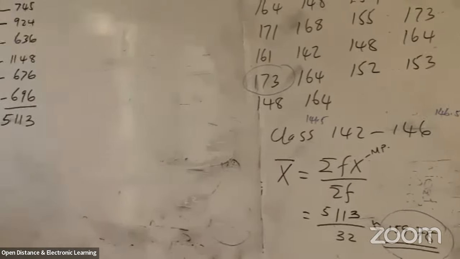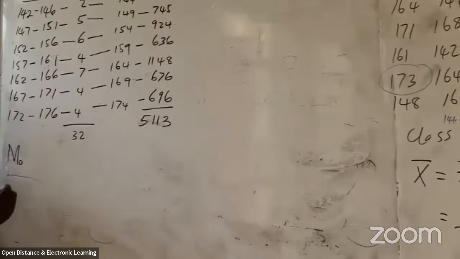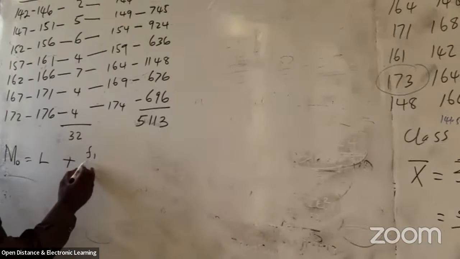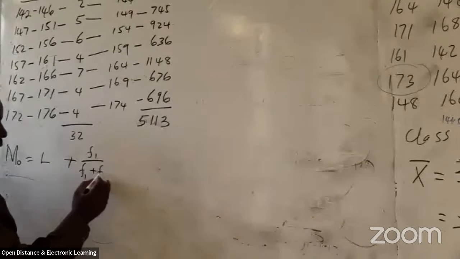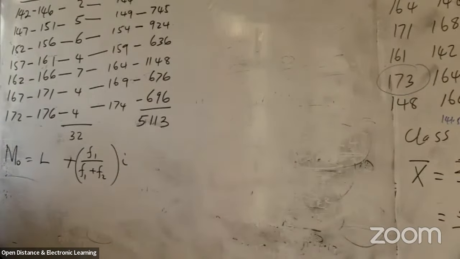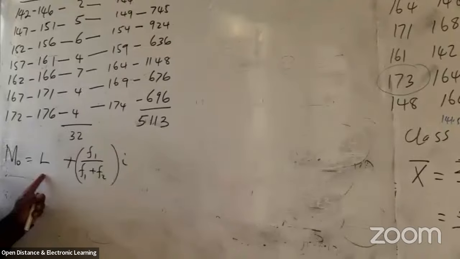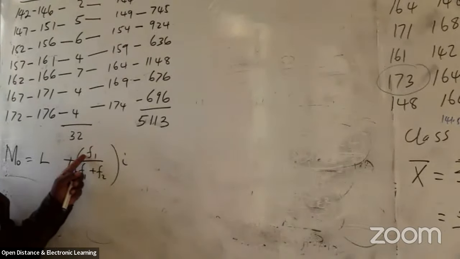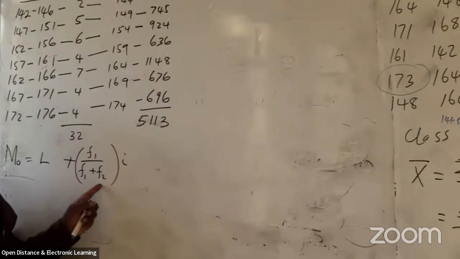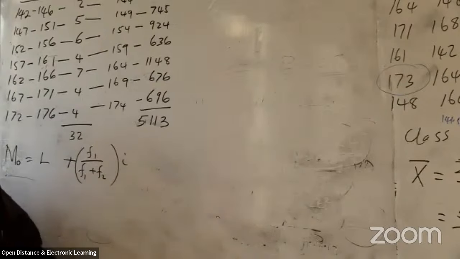Then we looked at how we estimate the mode. For the mode, we said that we estimate this as L plus F1 over F1 plus F2, multiplied by I, where L was the lower class boundary of the modal class, F1 the difference between the frequency of the modal class and the pre-modal class, F2 the difference between the frequency of the modal class and the post-modal class, and I is the class height.